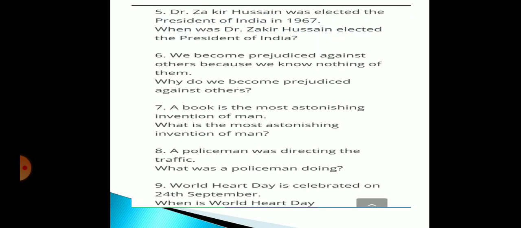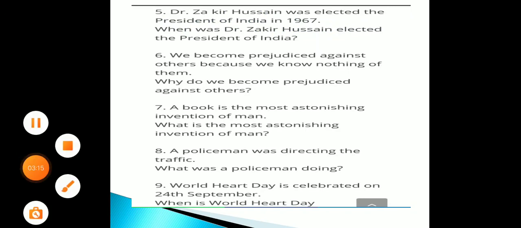Fifth one is Dr. Zakir Hussain was elected the President of India in 1967. When was Dr. Zakir Hussain elected the President of India is the correct WH question. Next one is we become prejudiced against others because we know nothing of them. Why do we become prejudiced against others is the correct WH question.